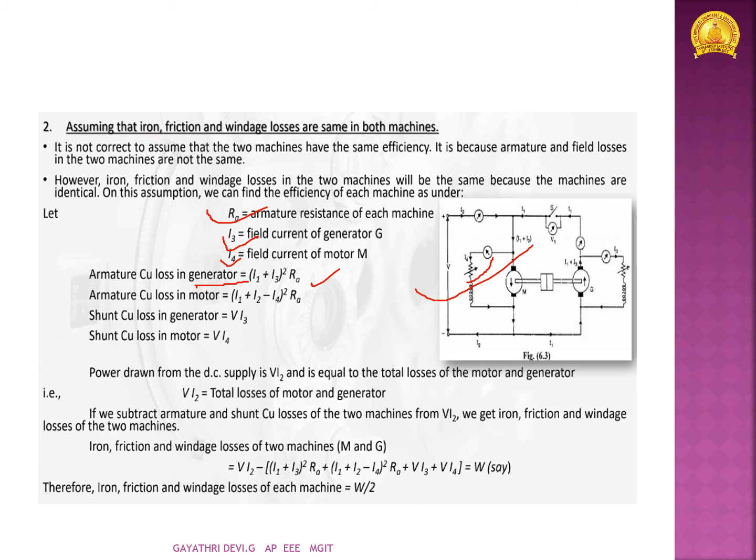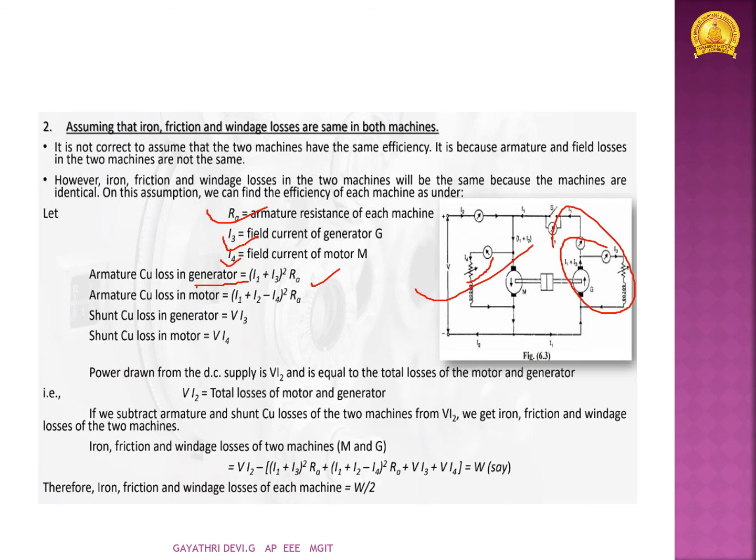So I1 plus I2 minus the leaving current, that means the shunt field current is also taken into account. So (I1 plus I2 minus I4) squared into Ra. The shunt copper loss of the generator means the shunt field losses. Shunt field means the parallel branch connection, or the field connection of the generator.